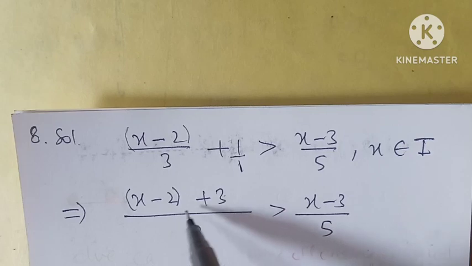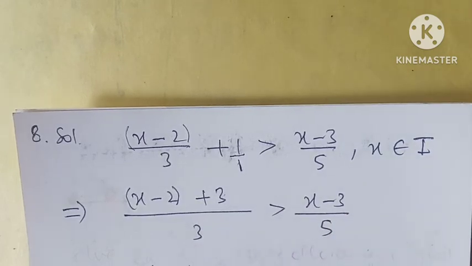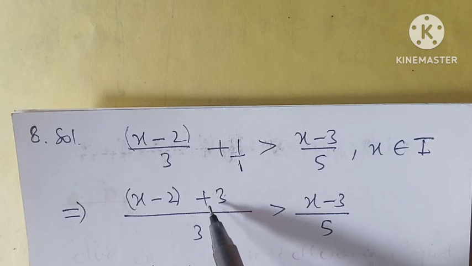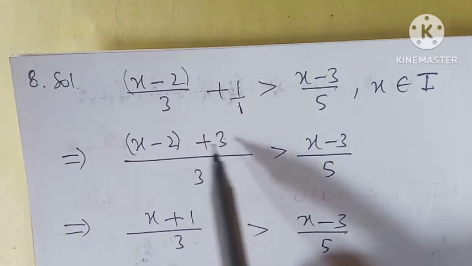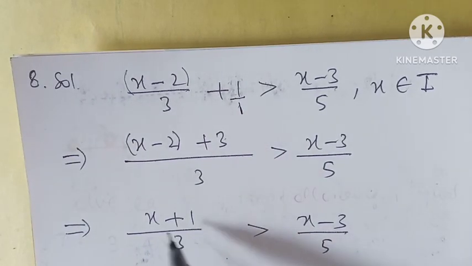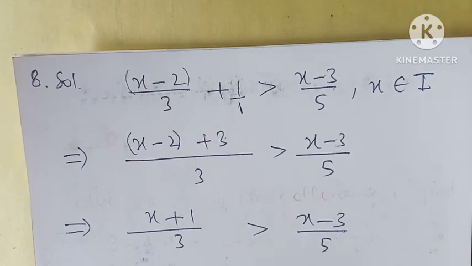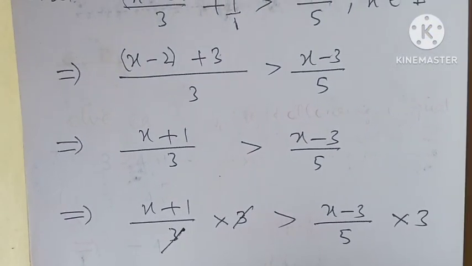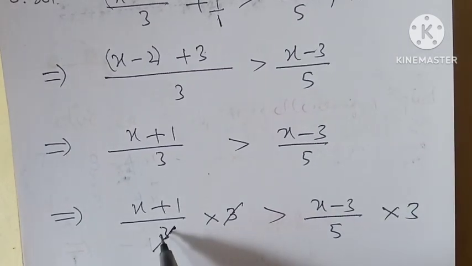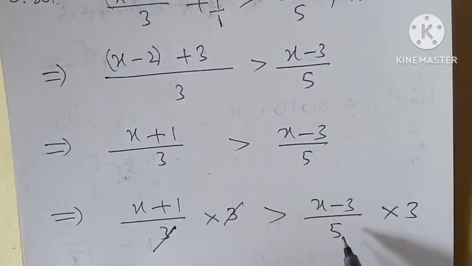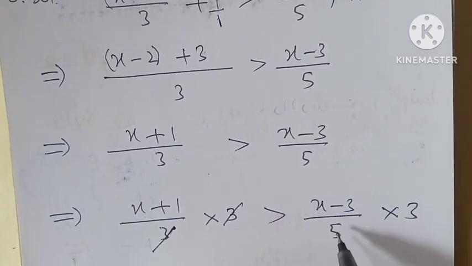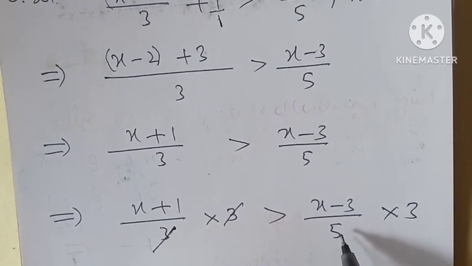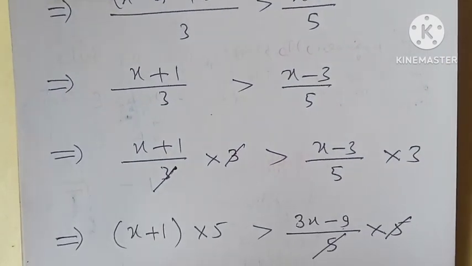Now let us proceed. Here minus 2 plus 3. Minus 2 plus 3, the greater number has the plus sign. So plus will be put and 3 minus 2 is 1. So (x plus 1)/3, here (x minus 3)/5. We have to find the value of x. For that we have to multiply both sides by 3. Then 3 and 3 are cancelled. Now we have to find the value of x. So we must remove this 5 and for that we have to multiply both sides by 5.